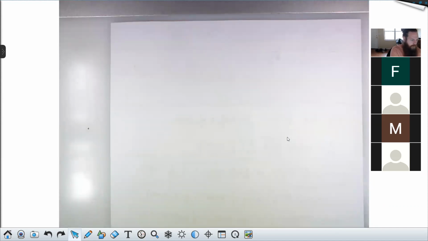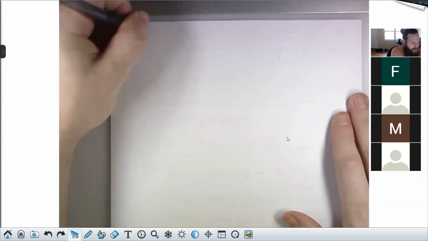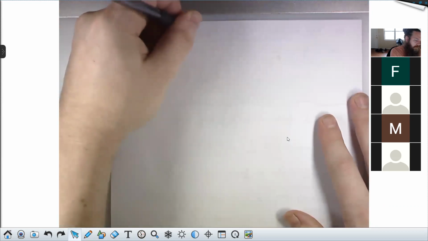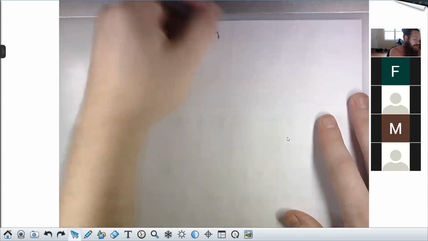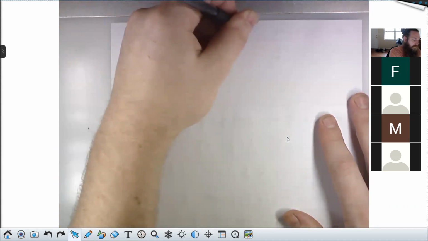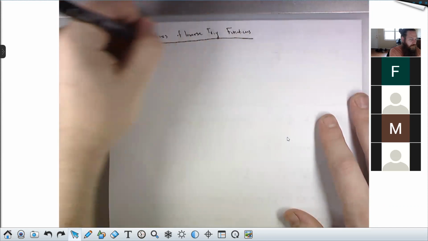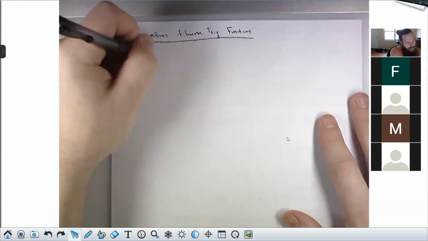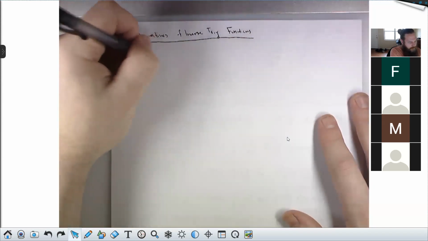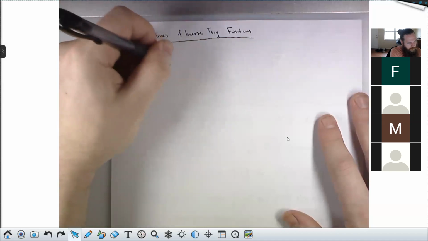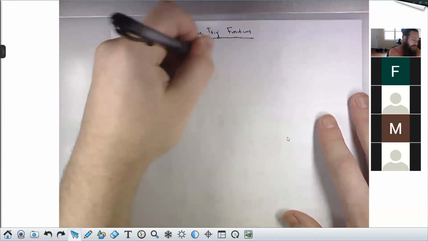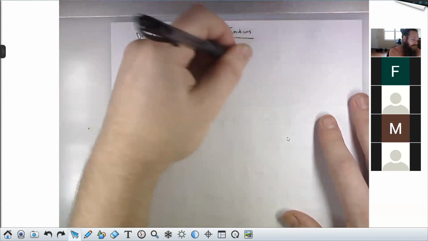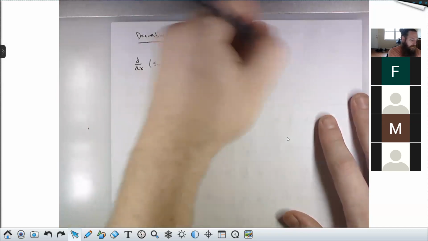So let's do this. I think I did the inverse tangent function for you guys last week. So let me remind you how this goes. We'll do it with the inverse sine. We want to find the derivative of the inverse sine function, the derivative of the inverse cosine function, the derivative of the inverse tangent function.